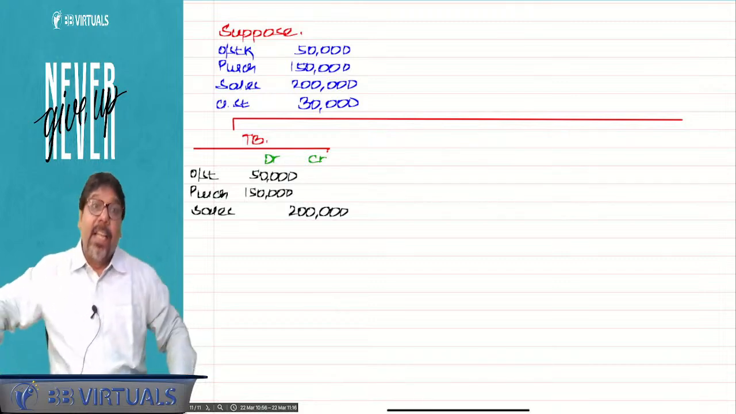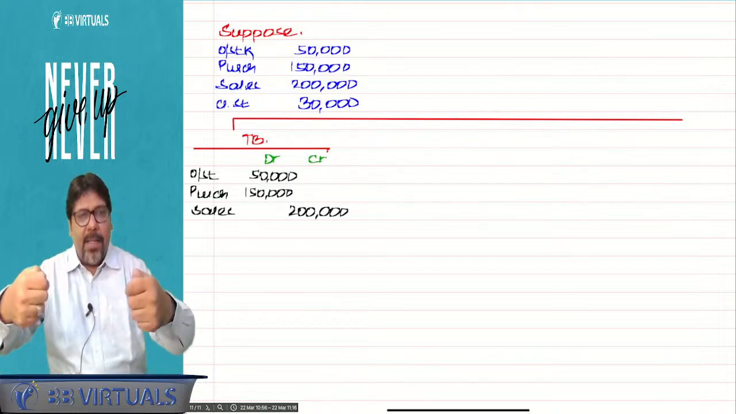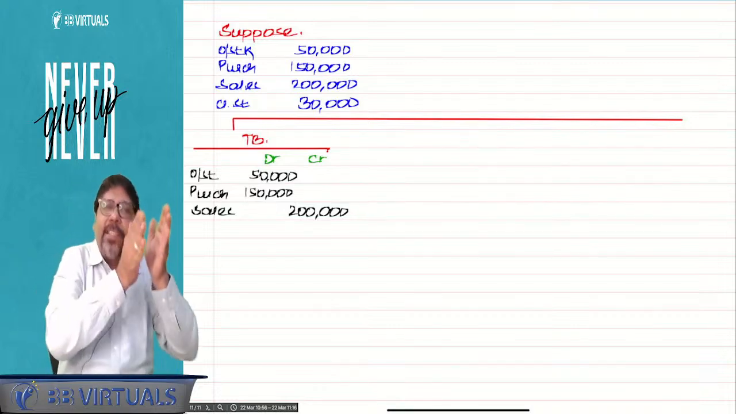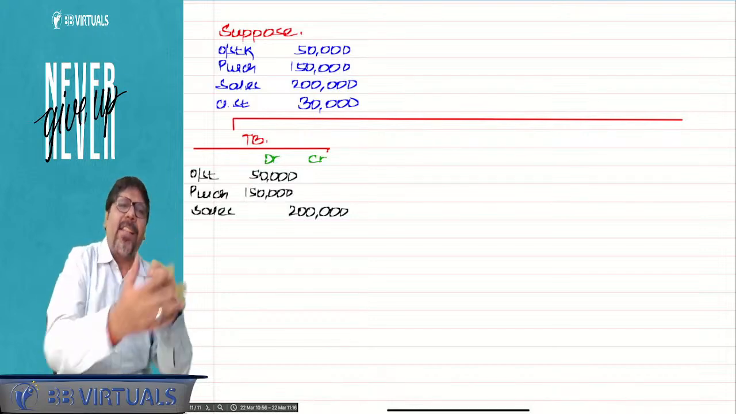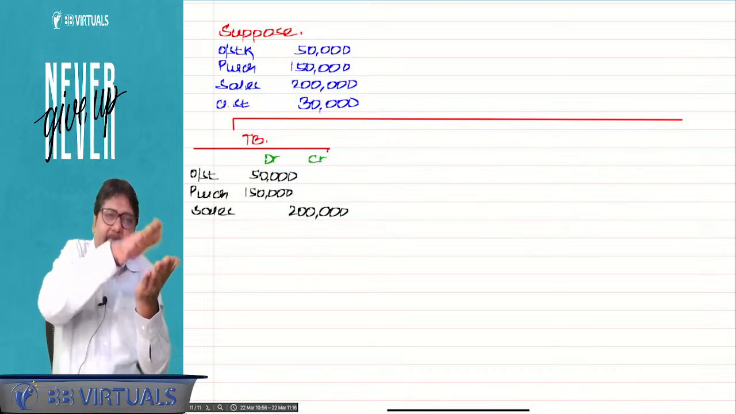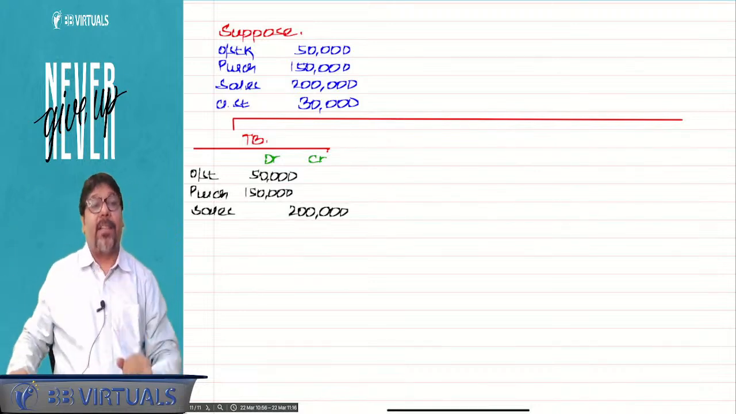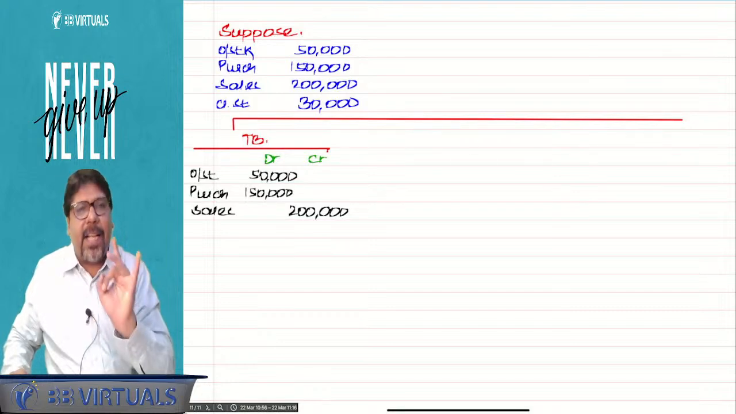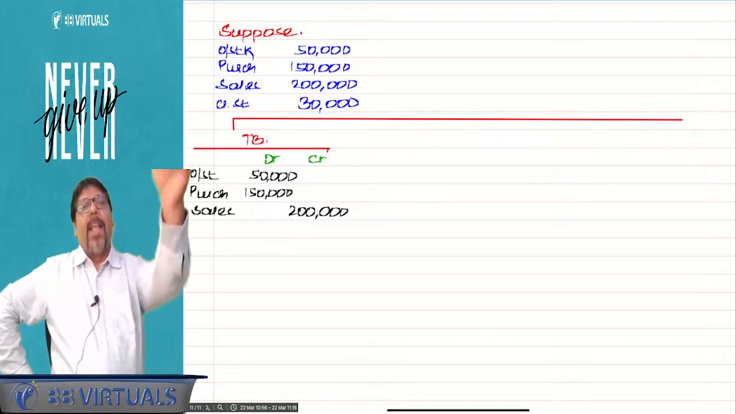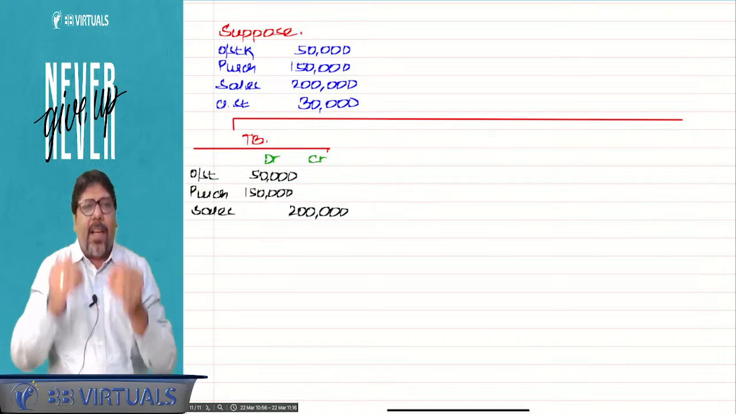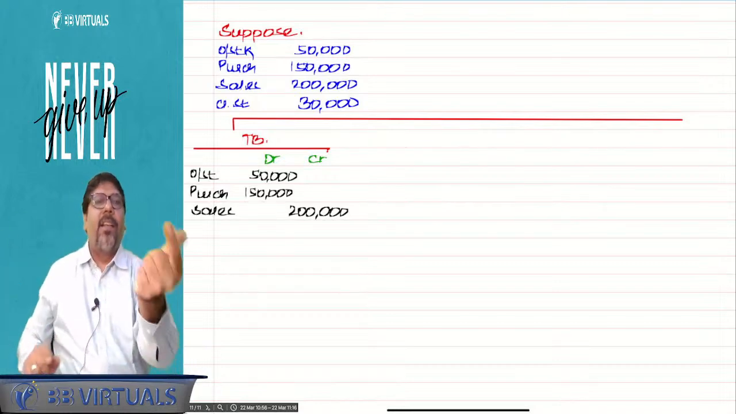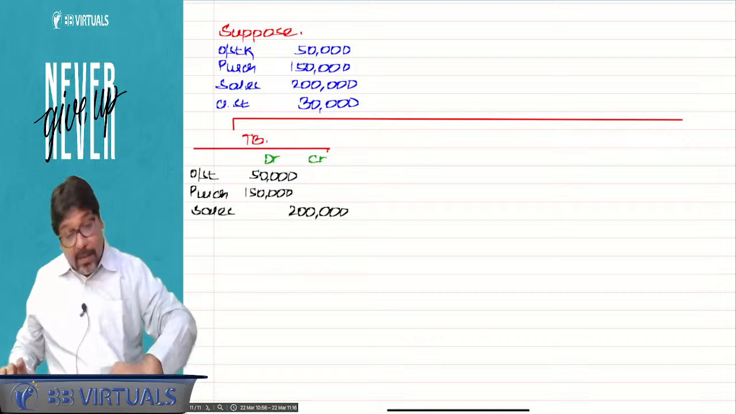Yes or no? Yes. If any payment gives you a benefit and that benefit gets exhausted in the current year, then it is treated as an expense. And if the benefit gets carried forward to the next year, then it is treated as an asset. Once again, any benefit which gets exhausted in the current year is an expense. Any benefit which gets carried forward to the next year is an asset. Correct? Yes, sir.